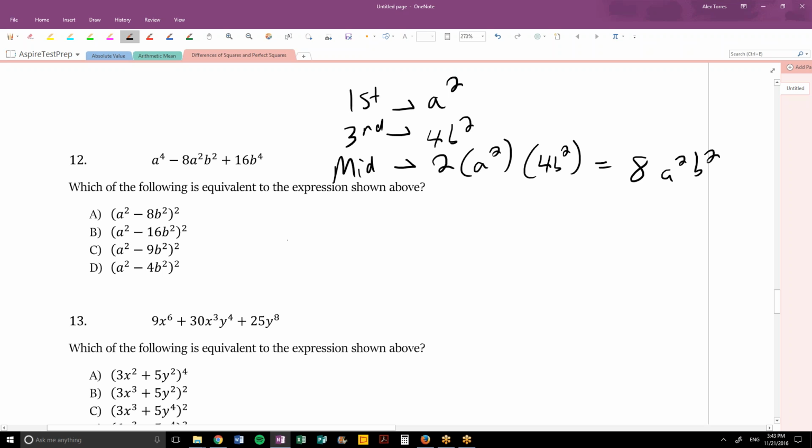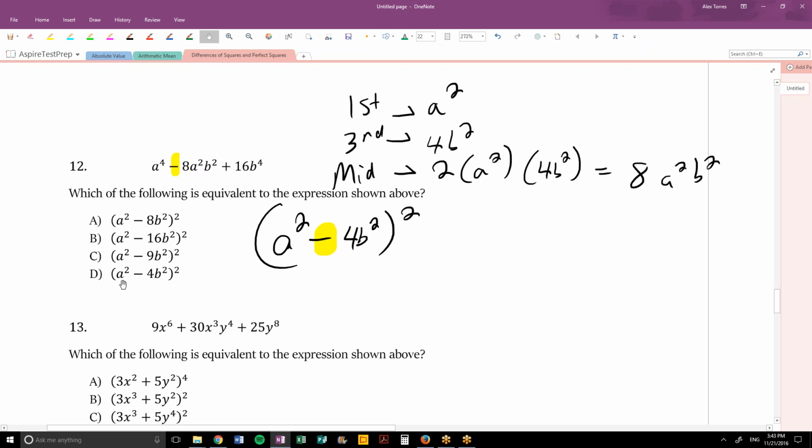So by running the perfect square test, we notice that there's a minus sign right here, so we're going to put a minus sign in the middle. That gives us a squared minus 4b squared, all squared. And we've officially factored that one, and that gives us choice D.